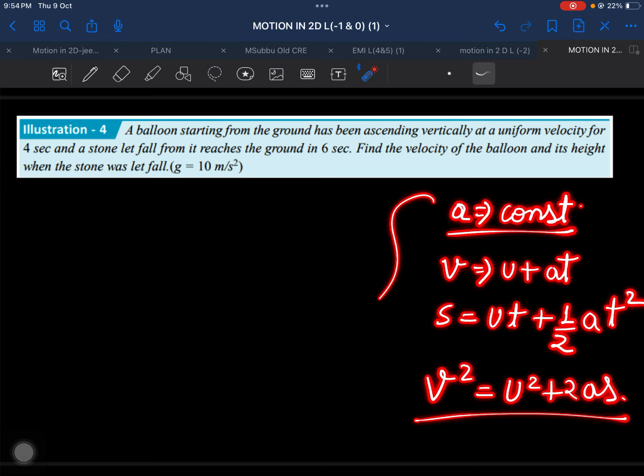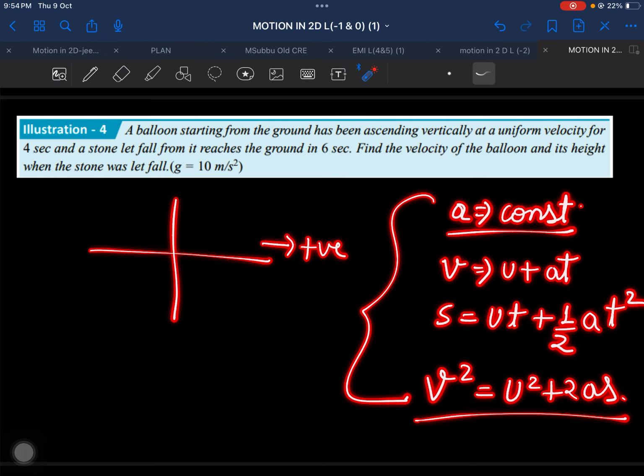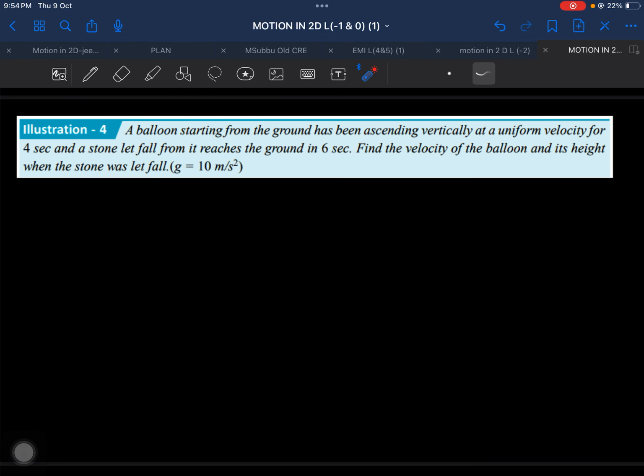We also know one sign convention. What is sign convention? We have this direction as positive and this as negative, and this as positive and this as negative over there. Just check, everyone, I hope this is very much clear to all of you. So now just 1 minute, everyone.